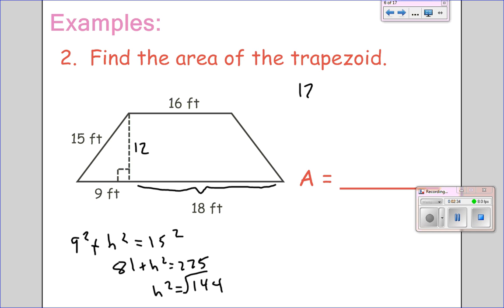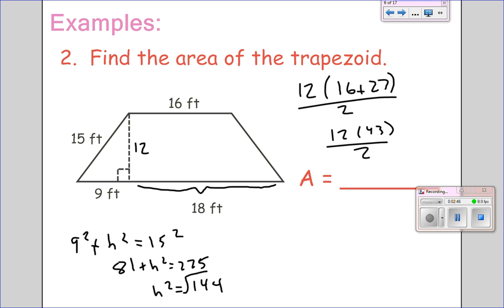So the formula is 12, which is the height, times 16, plus the whole base, which is 27, divided by 2. So 12 times 43 divided by 2. Plug that in your calculator. 12 times 43 divided by 2 gives you an answer of 258 feet squared.